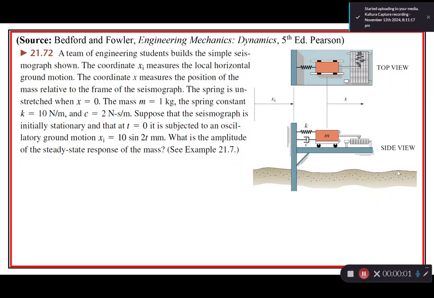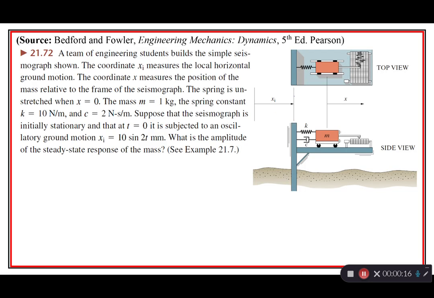Okay, one last example for week 12 in our preparation for exam 3. A team of engineering students builds the simple seismograph shown. The coordinate xi measures the local ground motion, right? Kind of a thing we want to know.